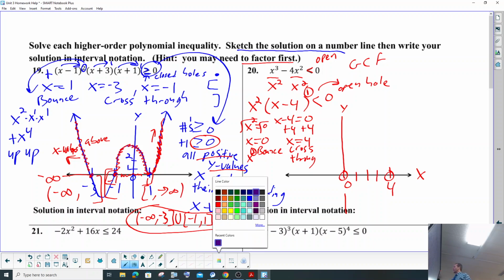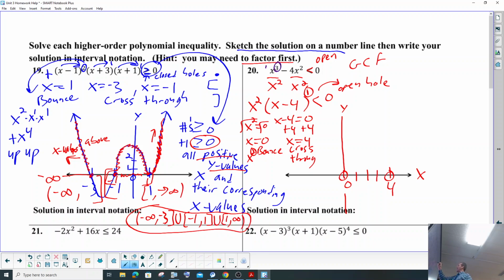Good. So what's our end behavior? It's a third power and it's positive. So positive x to the odd power is down and then up. So we're going to go down and then up. That's our end behavior. Okay, so at 0, we're going to bounce. And then at 4, we're going to cross through.